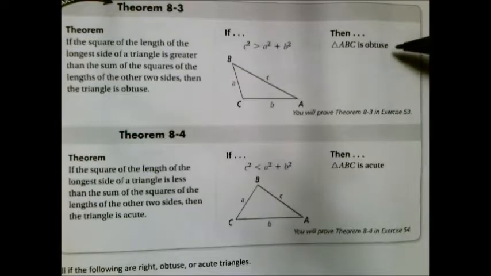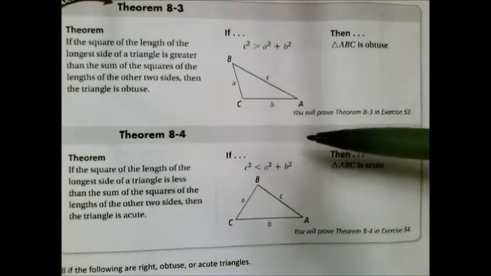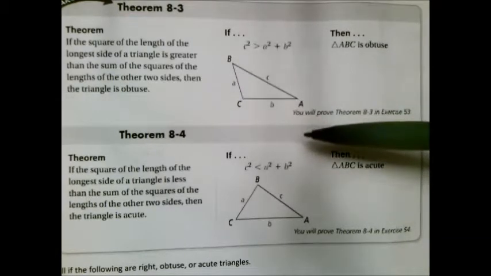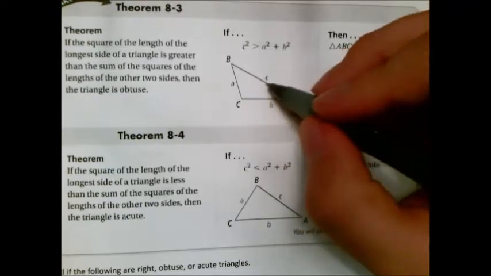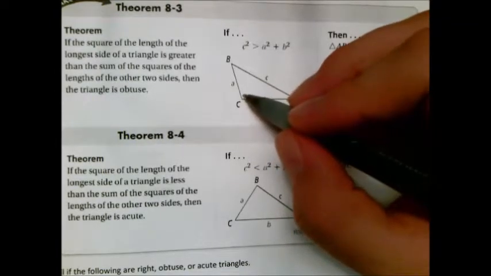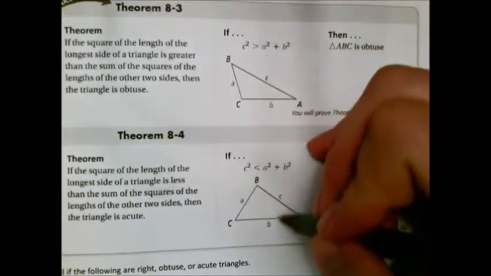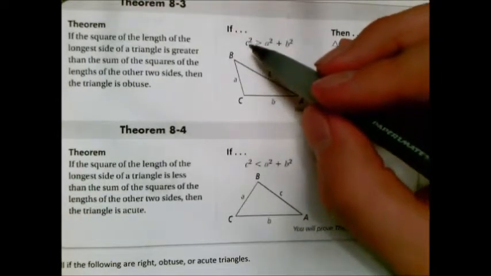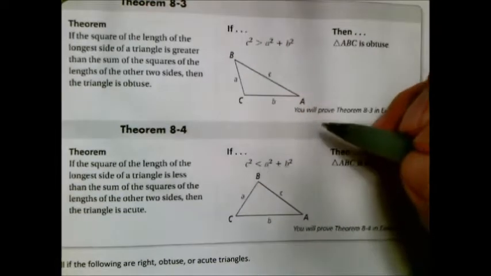Now, obtuse triangle means that we have an obtuse angle, or an angle that is greater than 90 degrees in the triangle. Okay? So the obtuse angle is always going to be across from the C side. If it's obtuse, it's going to be across from the C side. So pretty much that formula is saying that if you have a C squared, it's going to actually be greater than A squared plus B squared.